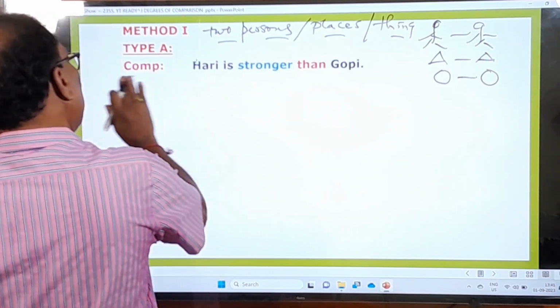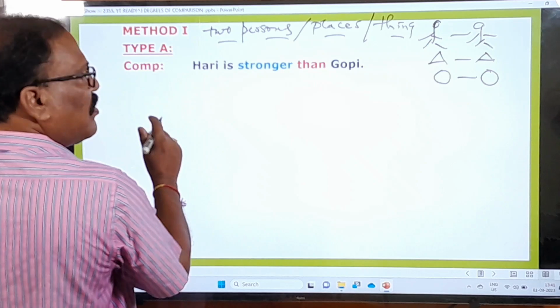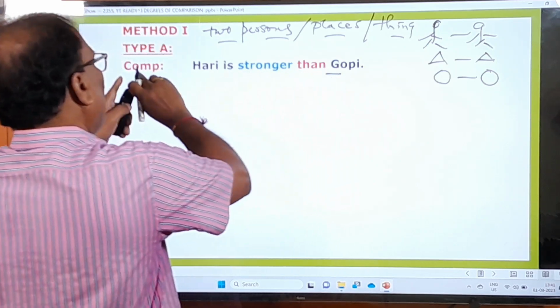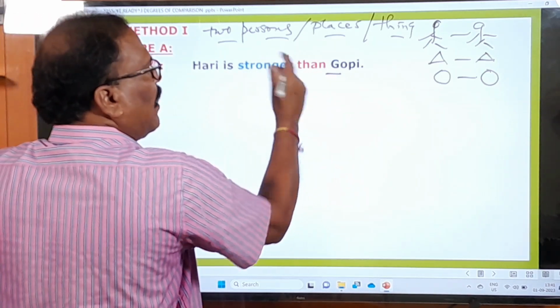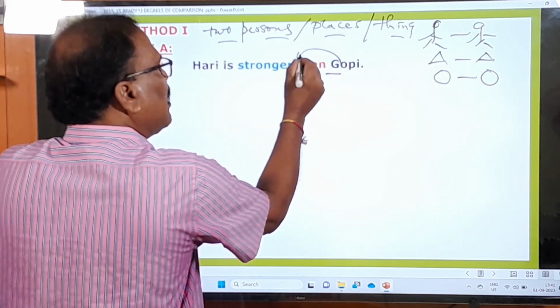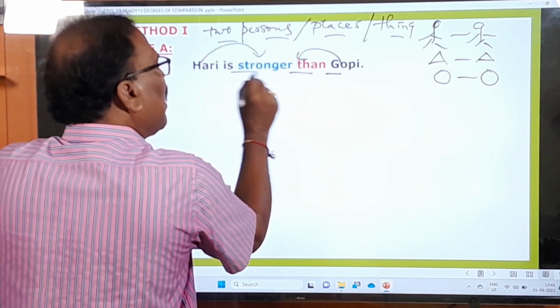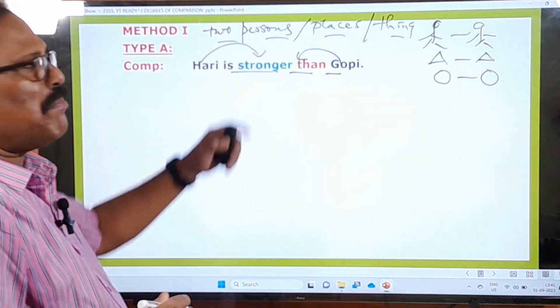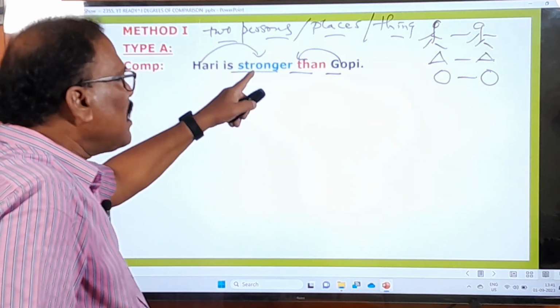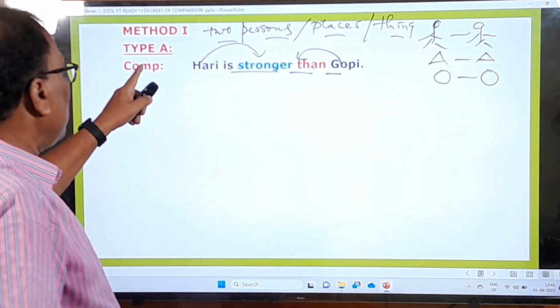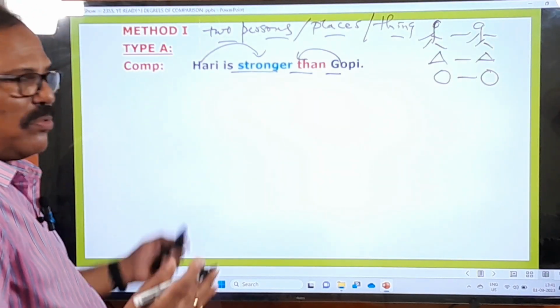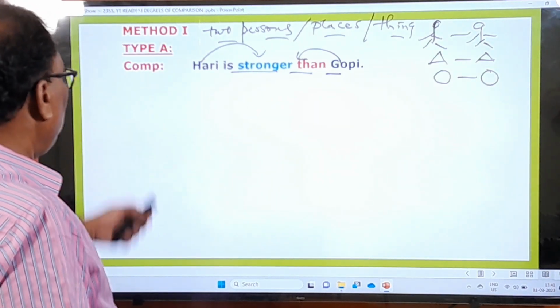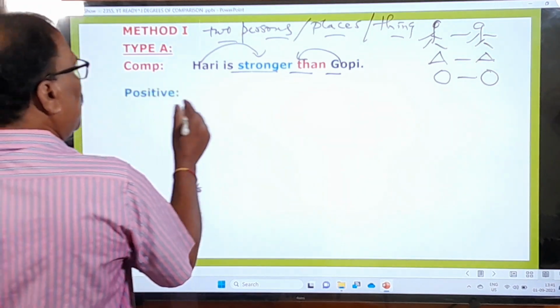Hari is stronger than Gopi. But then what's the Telugu meaning? How to take the Telugu meaning? You see, Gopi kante, in the comparative you have to take the meaning from the back. Gopi kante Hari marinta balamaina vadu. That's the Telugu meaning. Without changing this meaning, you should change this sentence into positive. There is no superlative degree and you have to change it to positive degree. How? Here, see that.